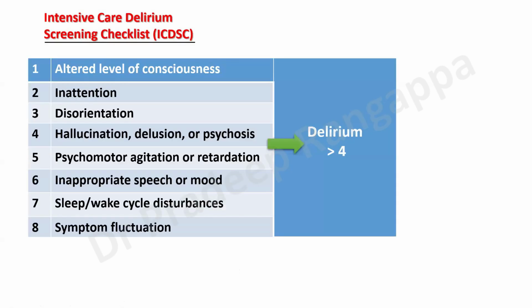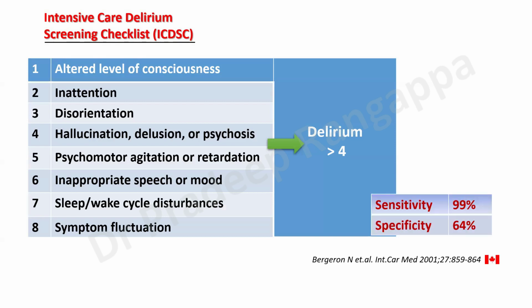Now the Intensive Care Delirium Screening Checklist, which is the second most common use. So these are the components; remember the definition. The definition had six components: disorganized thinking, fluctuating level of consciousness, cognitive impairment, psychomotor agitation, and mood fluctuation. All these constitute part of this. If the score is more than 4, you call it delirium. But when you look at sensitivity, this was validated in a study from Canada. Sensitivity is very good, but specificity is low, at 64%. If you look at CAM-ICU, sensitivity was 93% and specificity was 89%. Here specificity is a little poor.